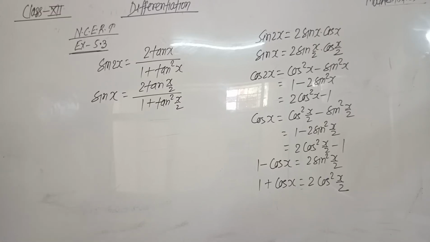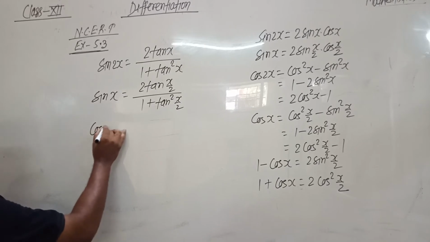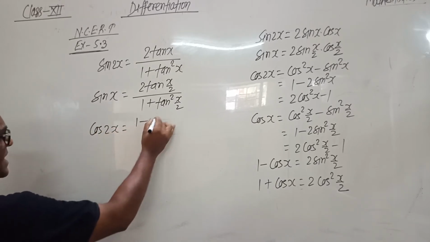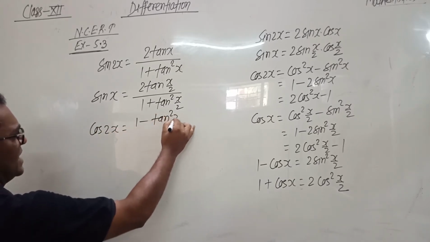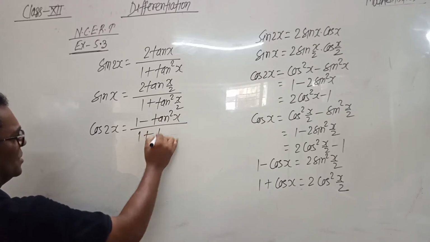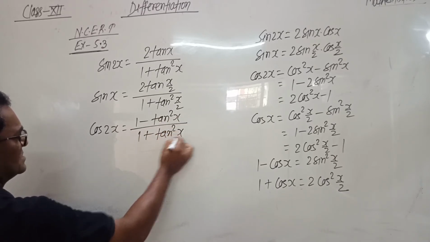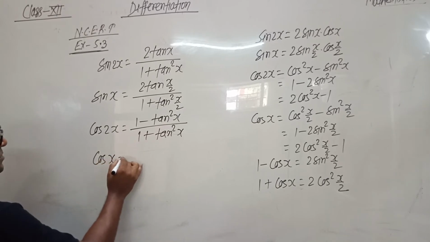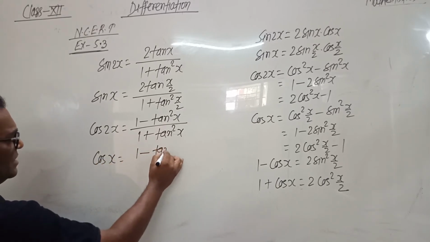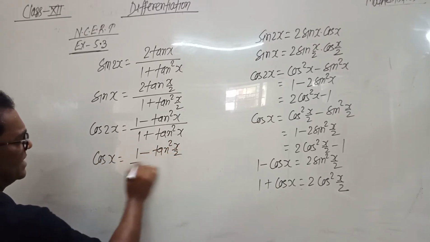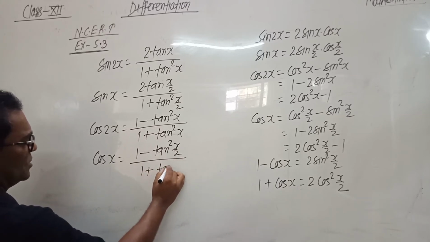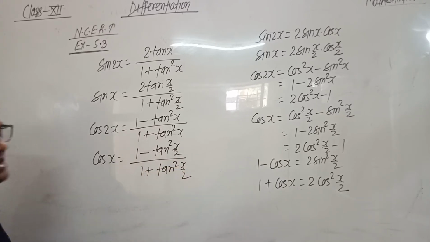Similarly, cos 2x is expressed in terms of tan x as 1 minus tan square x upon 1 plus tan square x. Cos x is expressed in terms of tan as 1 minus tan square x by 2 upon 1 plus tan square x by 2.